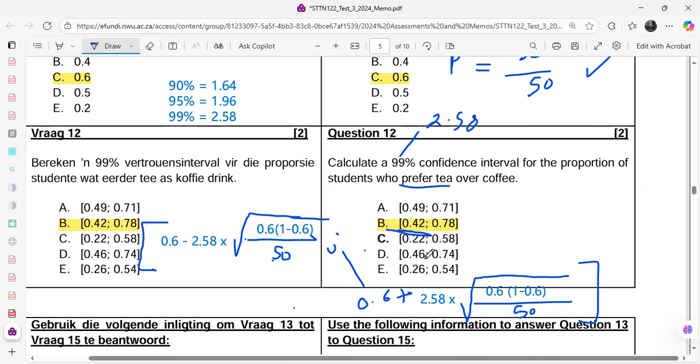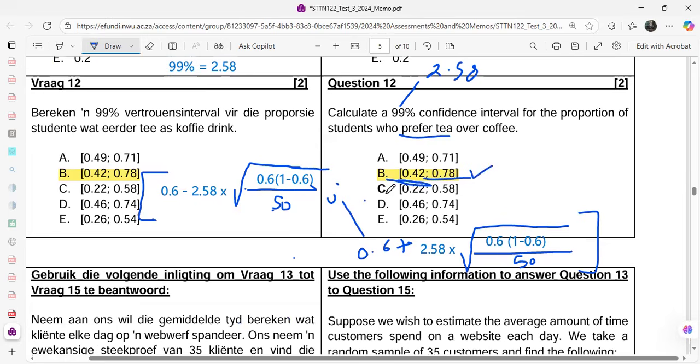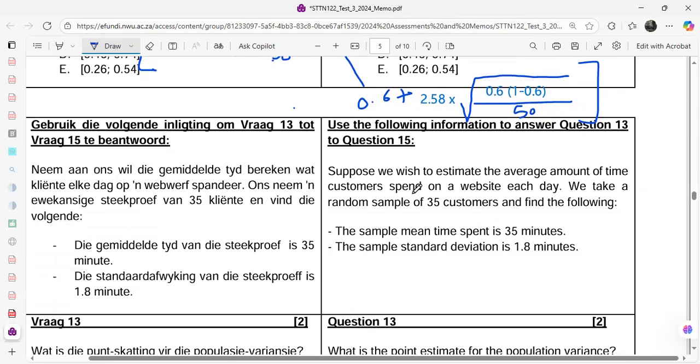Now, since you already have the information on your calculator, you just remove the minus. You delete minus, you put plus. And I got 0.778, which you round to two decimal places, and you'll get 0.78. That's how you do it. Then now, free 4 marks. Let's look at the other question.